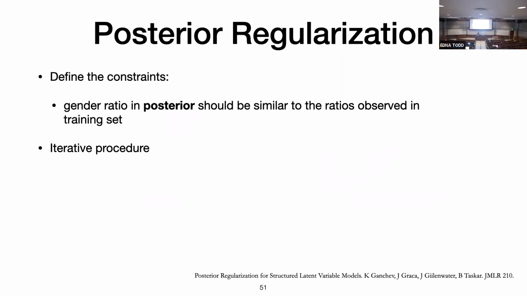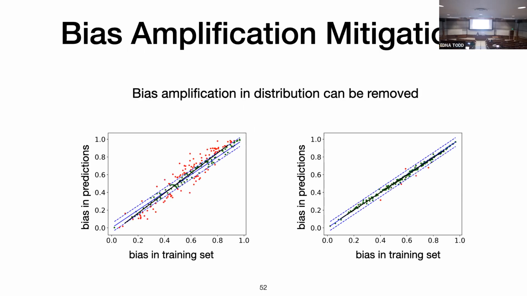We can also mitigate this bias amplification in the distribution perspective with a technique called posterior regularization. Intuitively, we still want the gender ratio to be similar to the training gender ratio, but this time from the distribution perspective. This posterior regularization is similar to Lagrangian relaxation and is an iterative procedure. I will skip the details here for the interest of time, but I'm happy to discuss this technique offline. So how does this posterior regularization work?